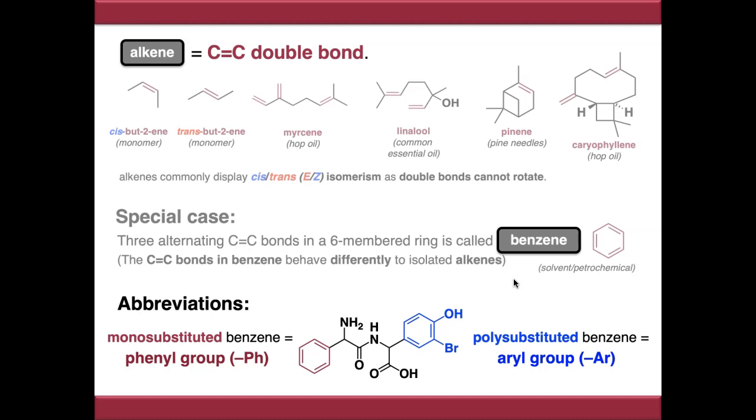So in terms of abbreviations, if you have a benzene ring as part of a molecule and it's otherwise unsubstituted, it's just connected to the molecule, this is a phenyl group, which is abbreviated as Ph. If you've got some other substitution pattern on this benzene ring, so here we've got this hydroxyl group and a bromine, you can abbreviate this as an aryl group, but obviously then you're losing some structural information. So if you're abbreviating as an aryl group, you usually have to define what it is.